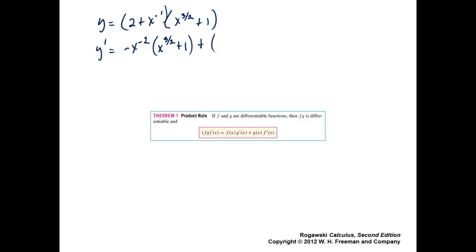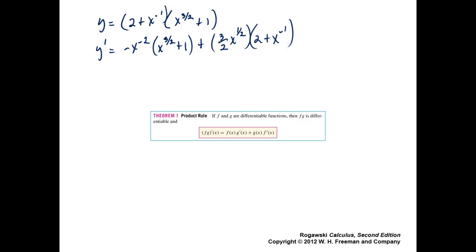Okay, you're doing the derivative of the second, that's fine. That would be 3 halves x to the 1 half, very good. That's the derivative, but what do we do with that? Times the first, which is 2 plus x to the minus 1. Okay.